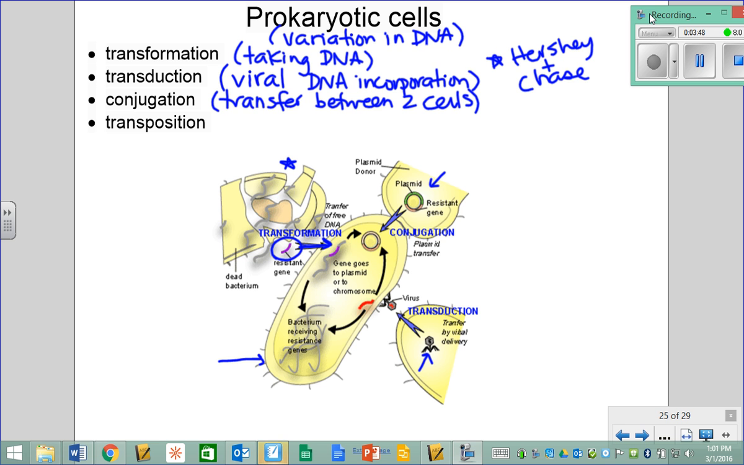And transposition has to do with jumping genes. And you might remember seeing this word before as well. Transposons are genes that move around, jumping genes. So these are four ways, aside from a mutation, that a prokaryotic cell could have some variation in its DNA.